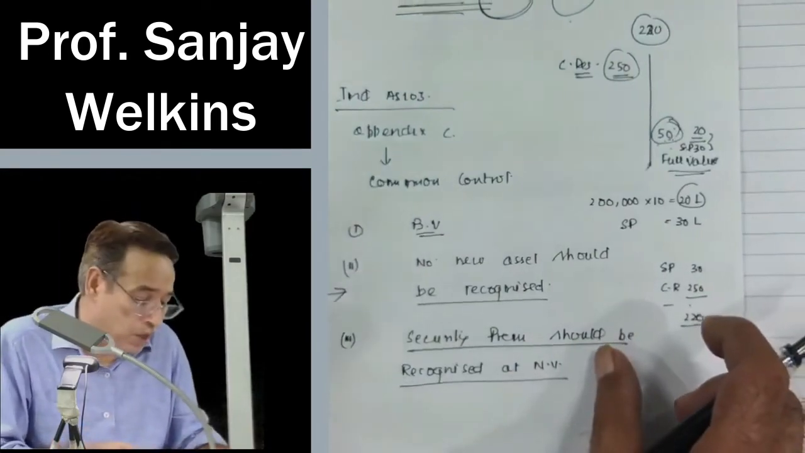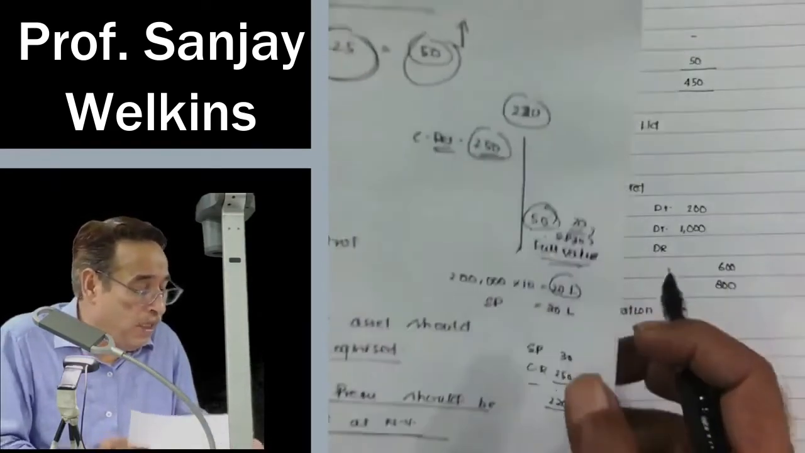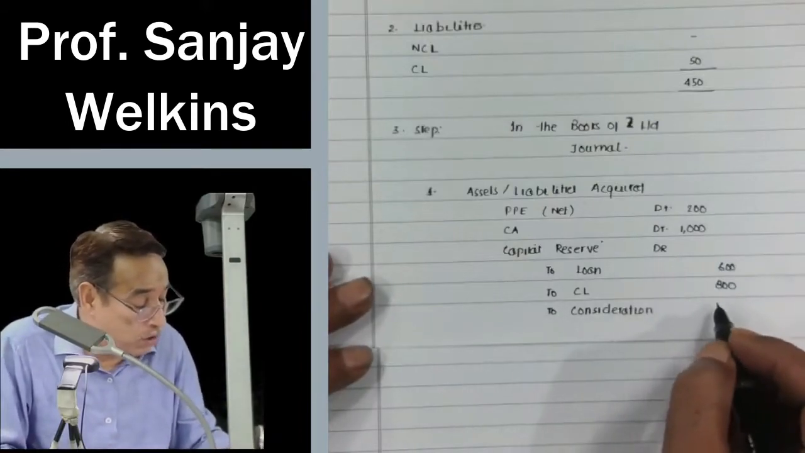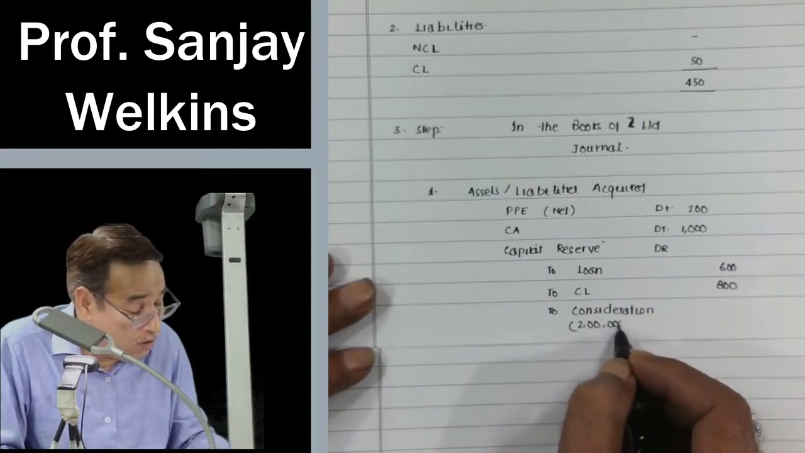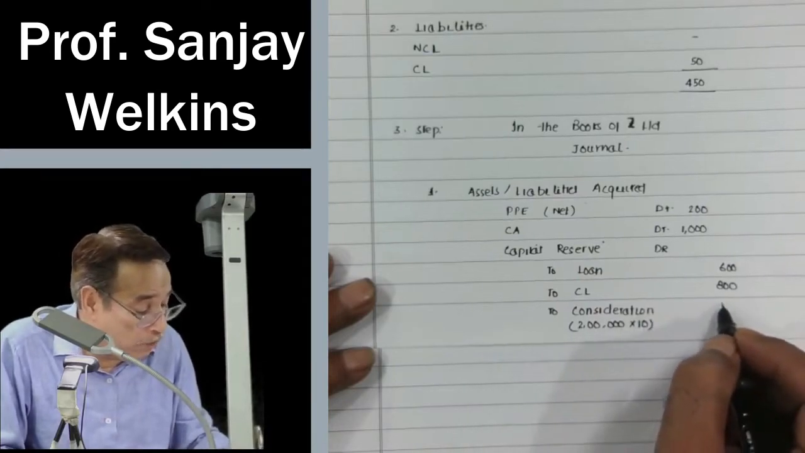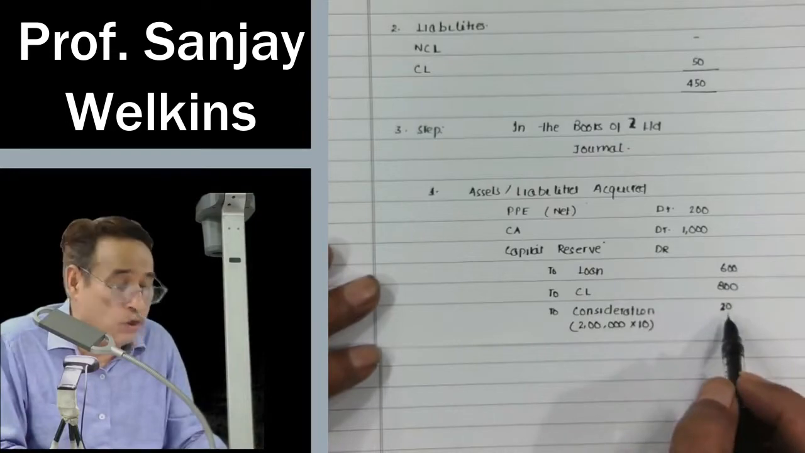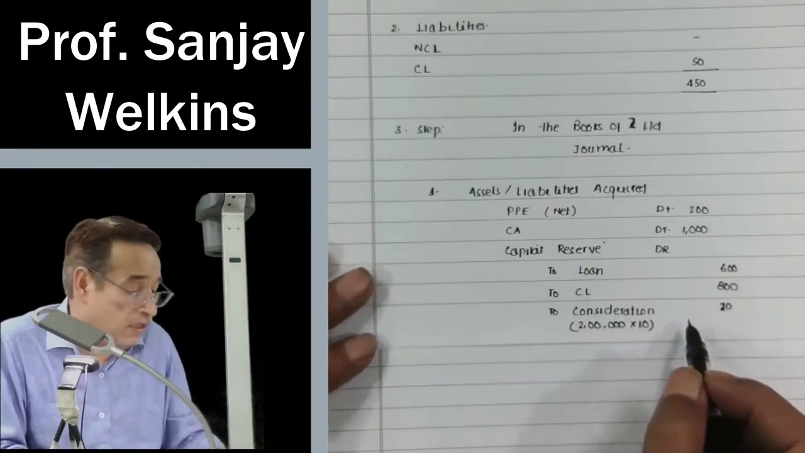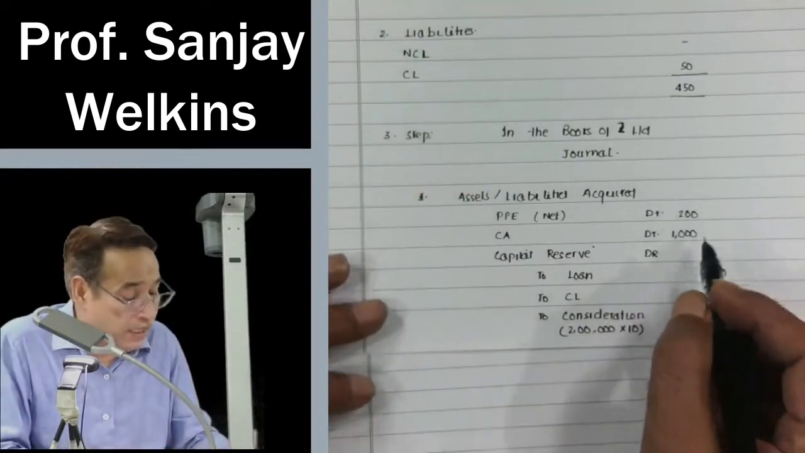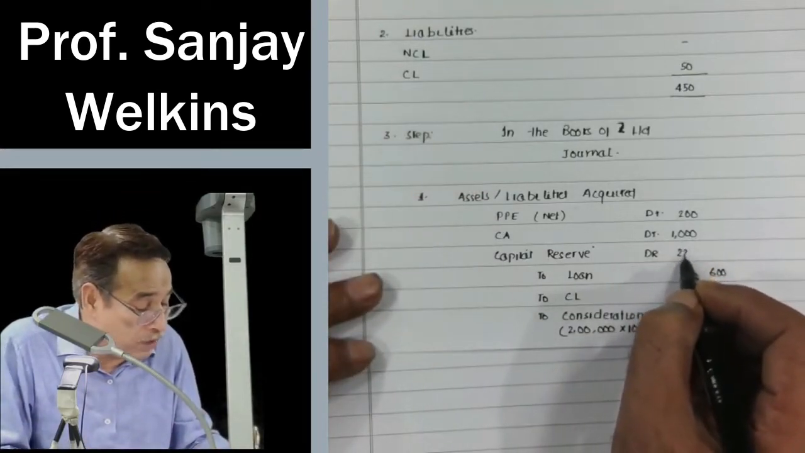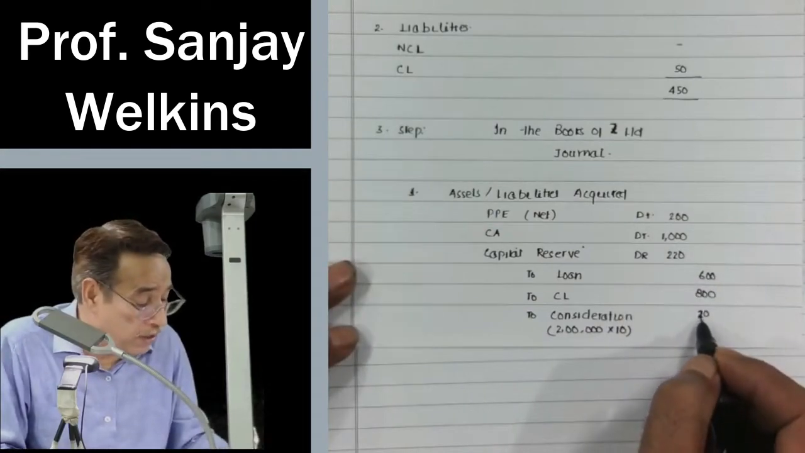The only thing is that because this line states that security premium should be recognized at nominal value, directly or indirectly, this guideline wants us to put consideration here only. See here, I am writing 2 lakh shares of rupees 10 each. That means at nominal value. So 20 lakhs here I am writing. I am not writing the security premium. I am writing only the nominal value. And that 30 lakh will automatically get adjusted, because now my capital reserve balance will be 220, which would otherwise be 250 if I had written here 50. Is it clear to you or not?